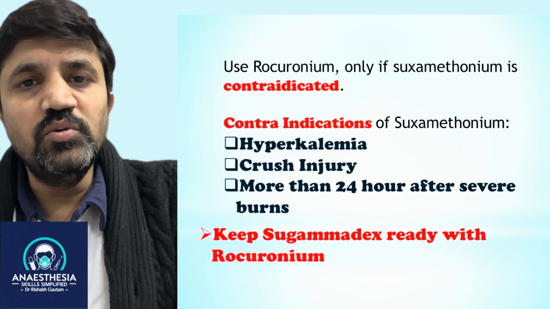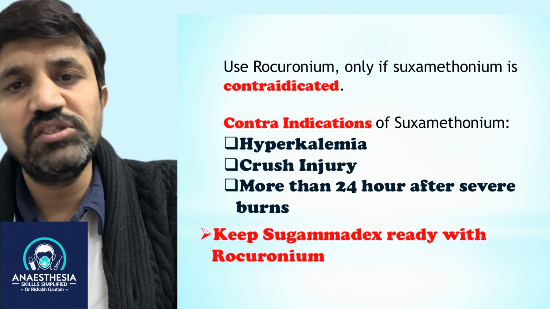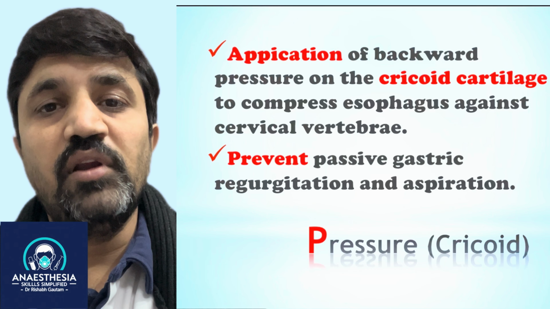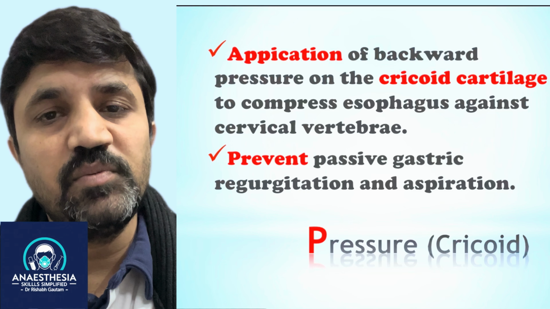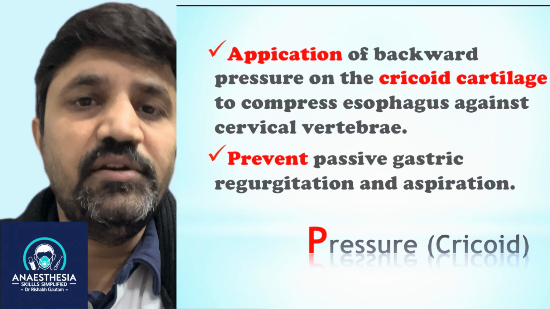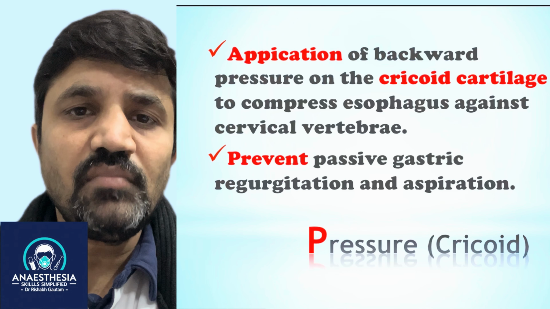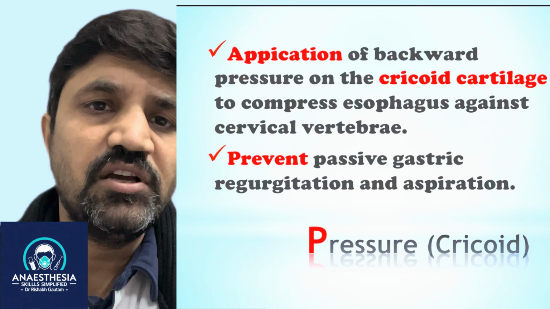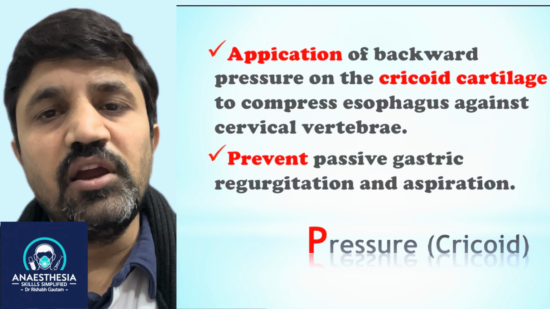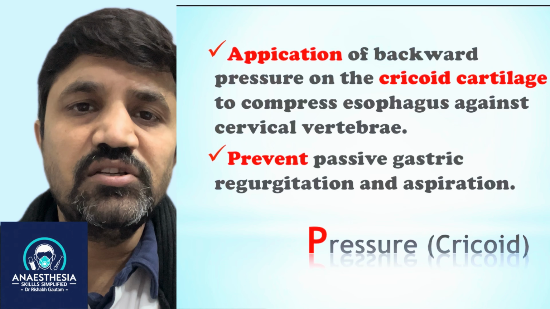Remember, use the drugs on the basis of physiology and not on the basis of habit. Now let's come to the next P, which is cricoid pressure. It is a very important point. Cricoid pressure is very important in RSI. Cricoid pressure is the backward pressure given at the level of cricoid cartilage against the cervical vertebra. It helps in reducing the passive regurgitation.